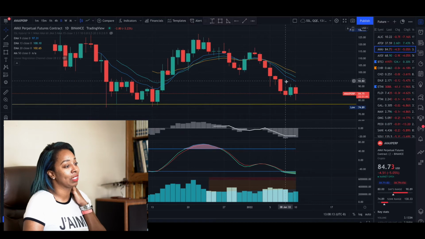And I am going to hold this position a little bit longer because I do have some AVAX that I'm holding for a long term period. So I'm not too worried. I know if this goes any lower than what it is right now, I'm definitely going to cut my losses and just move on to something else, because I don't want to be left holding the bag when, say, this goes down to the low of 74.89.